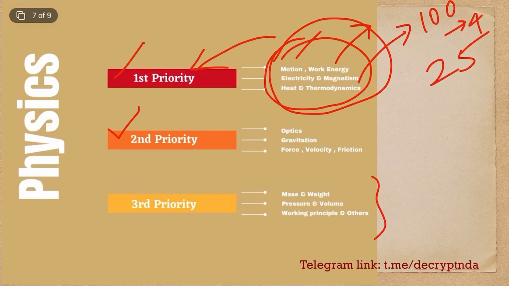This means that the third priority, or the yellow category, doesn't mean that it is not important. It is also important, but the number of questions asked from these topics are very, very low compared to the red category and the orange category.